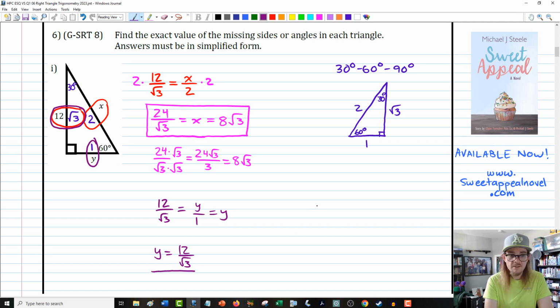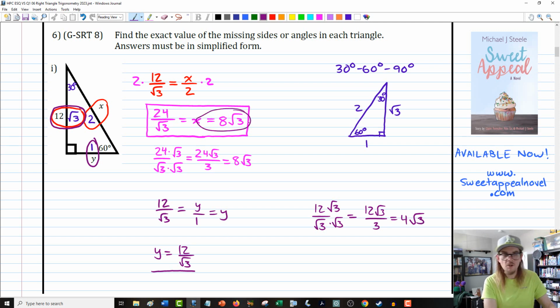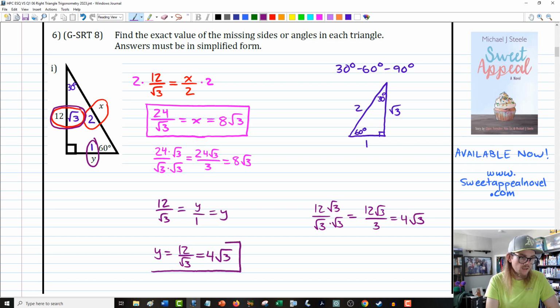But if we want to rationalize this just to clean it up a little bit, I'm going to take 12 over root 3 and multiply up and down by root 3, so that I'm just changing the appearance, not the actual value. We'll get 12 root 3 divided by 3, which you can surely see is 4 root 3. And by the way, since this was 30, 60, 90, this should be half of the hypotenuse, so it adds up with what we had. But that's not the point. It's illustrating how to use this proportionality technique.